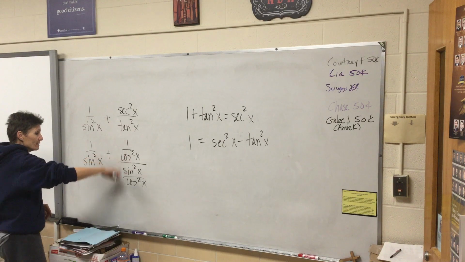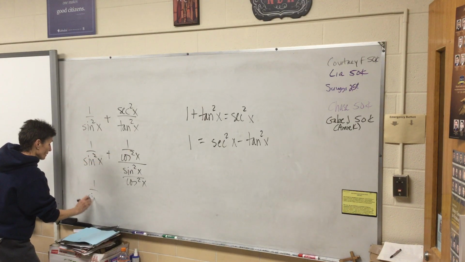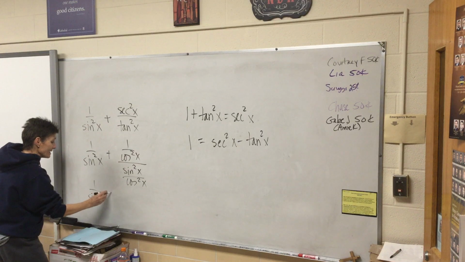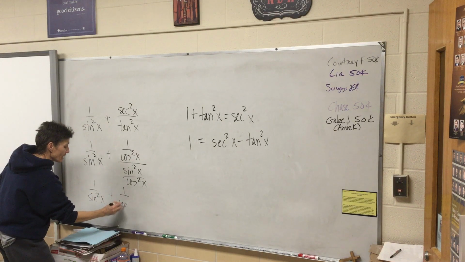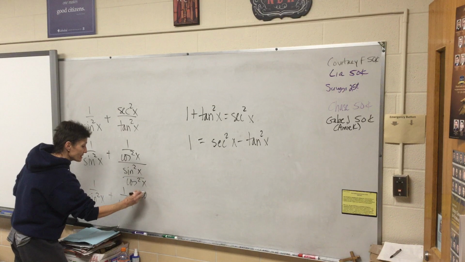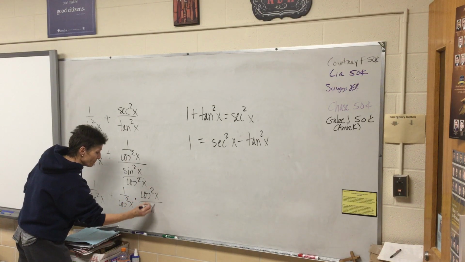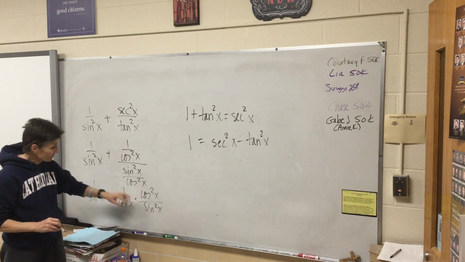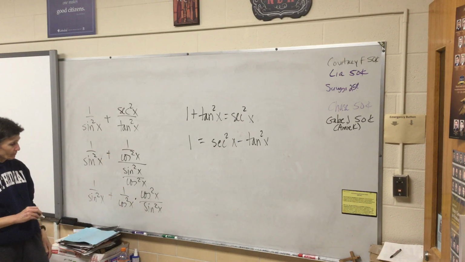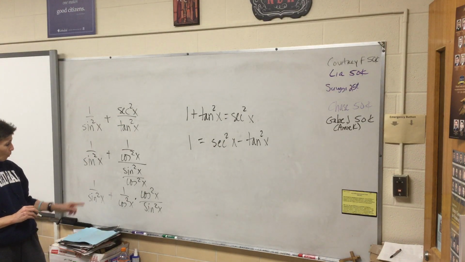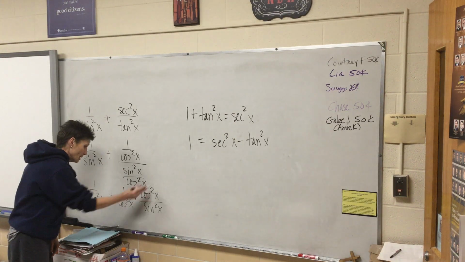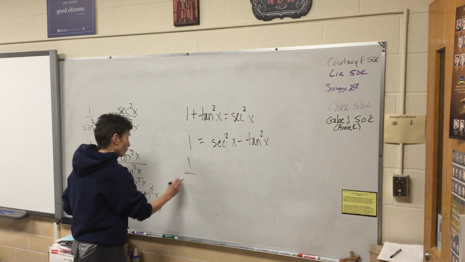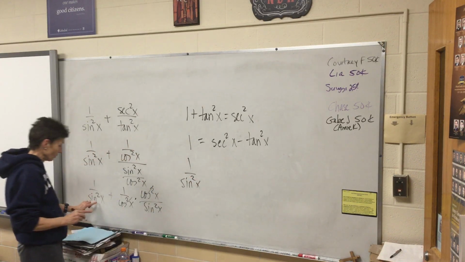Now, this is a big ugly fraction. So remember what this means is 1 over cosine squared times cosine squared over sine squared, right? Because when I divide by fractions, I multiply by the reciprocal. Well, what happens here? The cosines cancel out. They do. So what am I left with? My 1 over sine squared, which was the original.